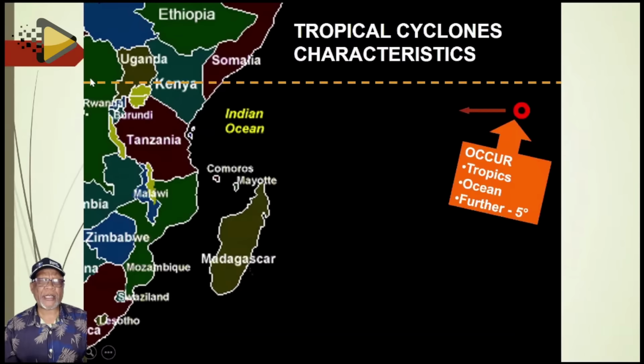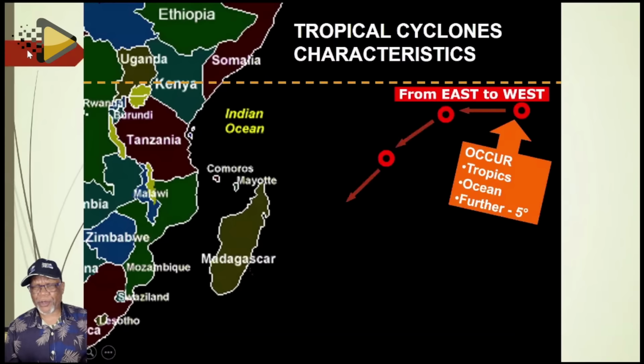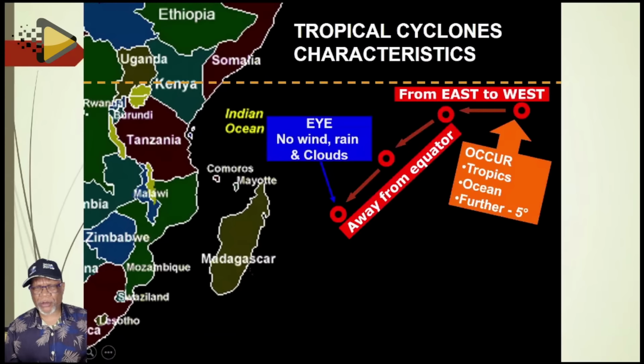Number one, it requires a strong Coriolis force. We cannot say it requires Coriolis force; it requires a strong Coriolis force. It requires sea surface temperatures of 27 degrees and above. And it also requires a lot of evaporation.